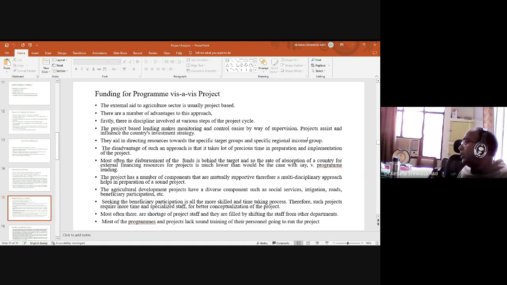Obviously, the foreign funding is very little for your country's own projects. So in that way you have to see how best you are going to utilize that type of resources. The project has a number of components that are mutually supportive. Therefore, a multidisciplinary approach helps in the preparation of a sound project.